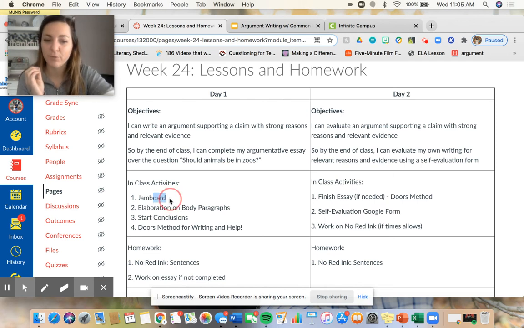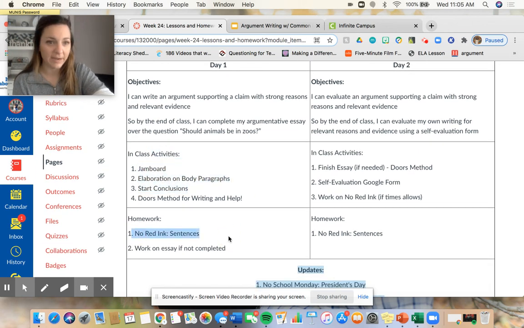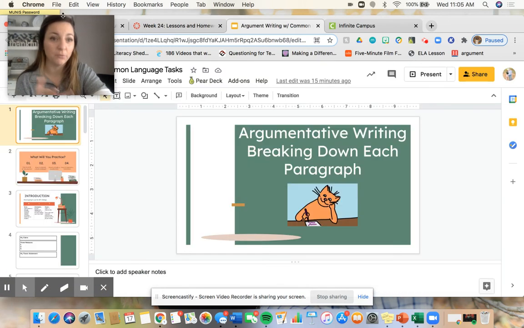So we did a Jamboard, which is available for you guys on your modules, and that just talked about counter arguments a little bit. So that's something that you need to review. We then talked a little bit more about body paragraphs, and we talked about conclusions today. No red ink is due next week. So let's look at our slides.